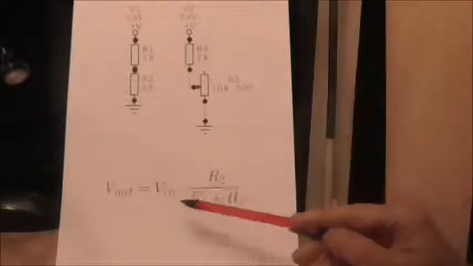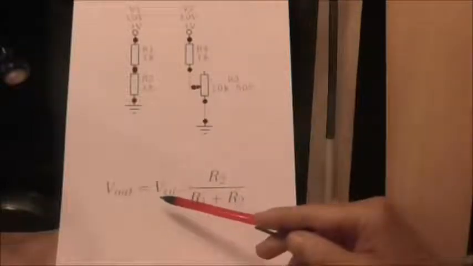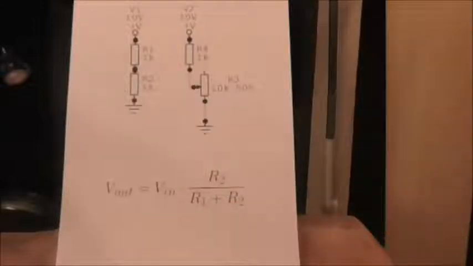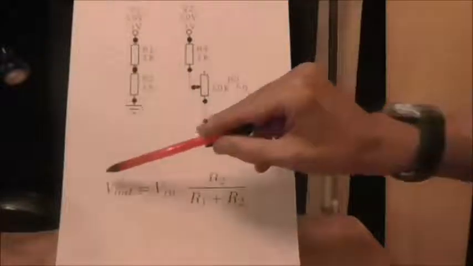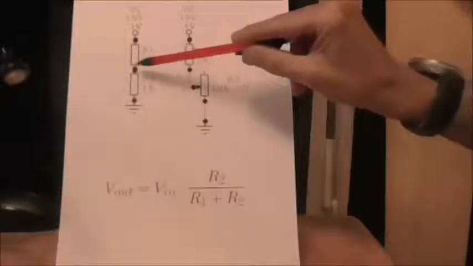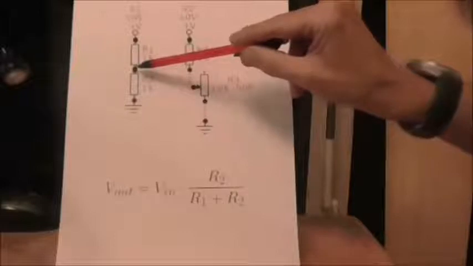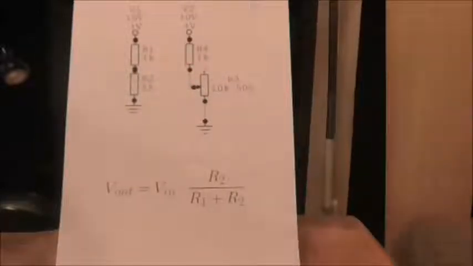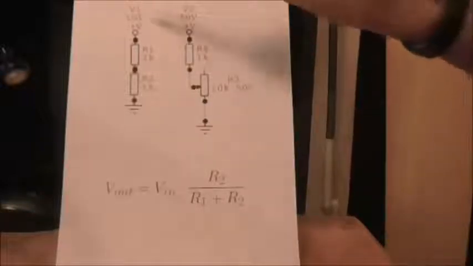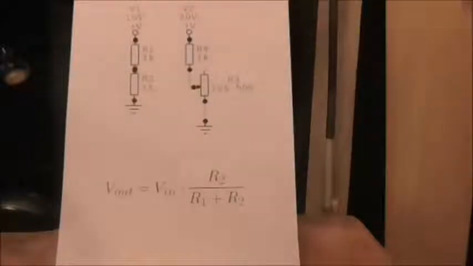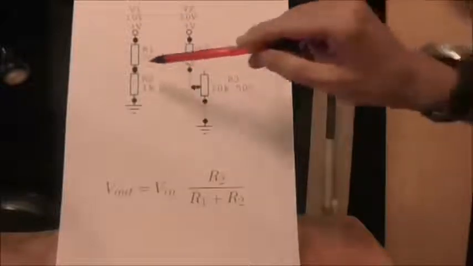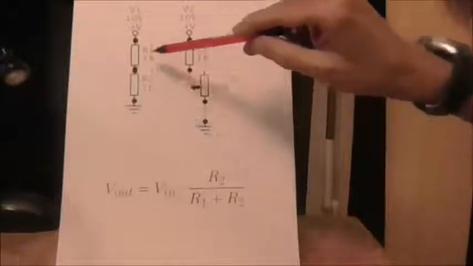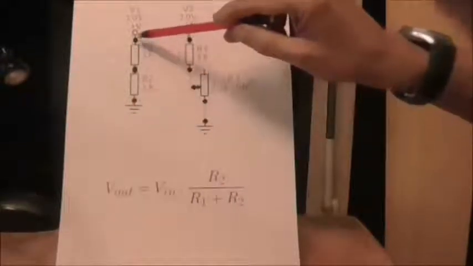Down here there's an equation, and it says V out equals V in times R2 over R1 plus R2. And what that equation is actually measuring is V out, which is the voltage at this node here where the two resistors join together. V in, of course, is the supply voltage, in this case 10 volts. R2 is taken to mean this one here, facing the 0 volts rail, and R1 is taken to mean this one here, facing the positive rail.